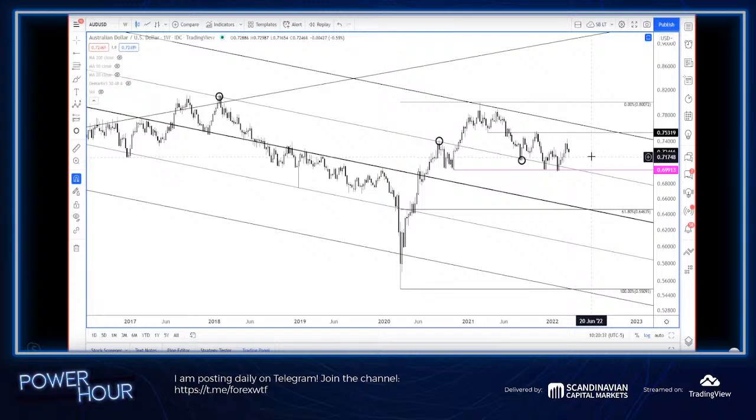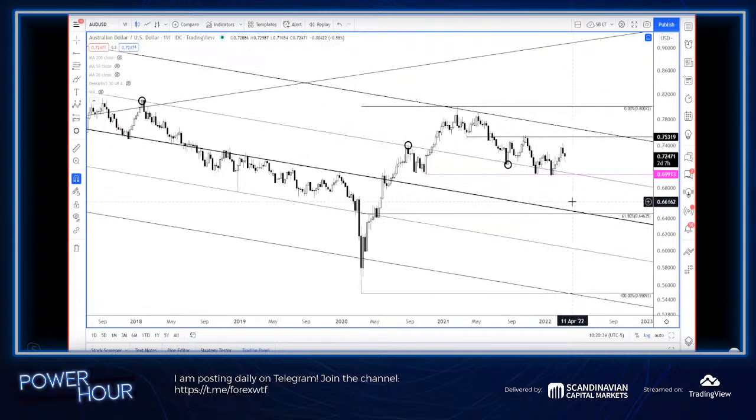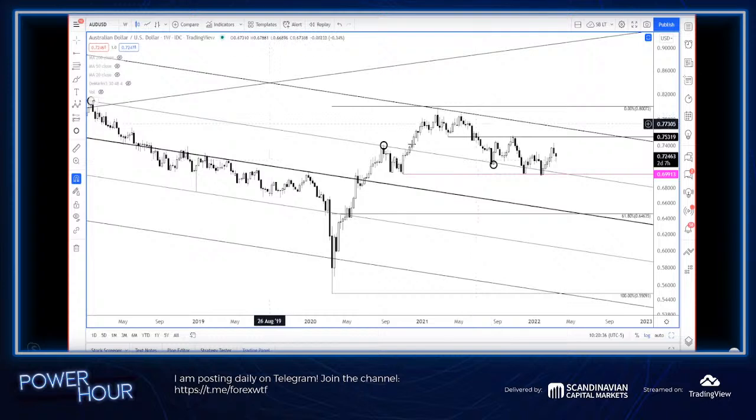So that's an important observation. Right, so on a very long-term basis, again, this is a weekly chart. As long as you're holding this, it's okay to be constructive Aussie. You break this, then look out below. You're going like, probably mid-64s.